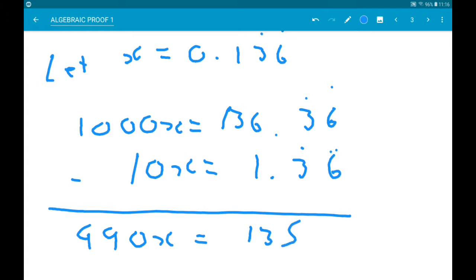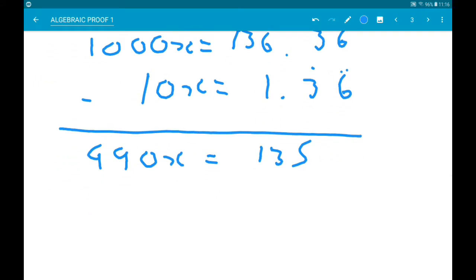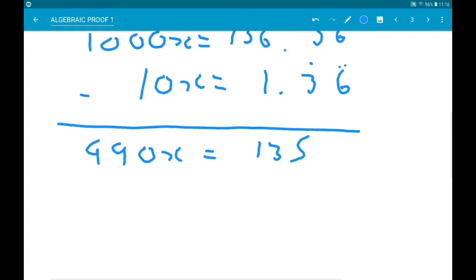Okay, now we need to get x on its own. So we divide through by 990 and we get x is 135 over 990.